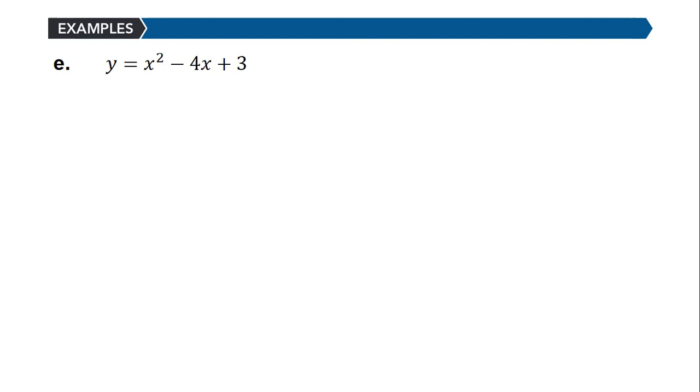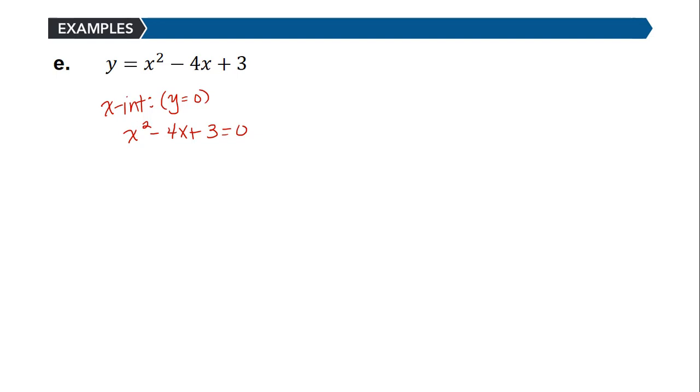And in the last example, we have y is equal to x squared minus 4x plus 3. This is an equation we actually graphed by plotting points earlier. But to find the intercepts, for the x-intercept, we let y equal 0. So we would set x squared minus 4x plus 3 equal to 0. This is a quadratic equation. Let's see if it factors.